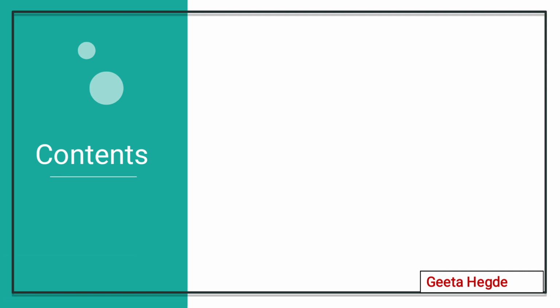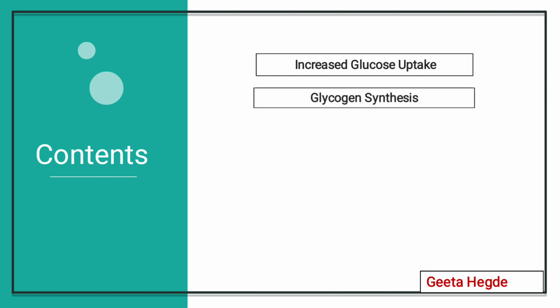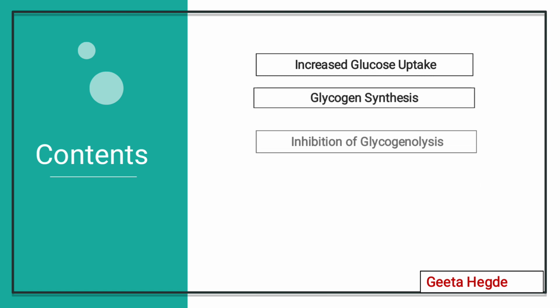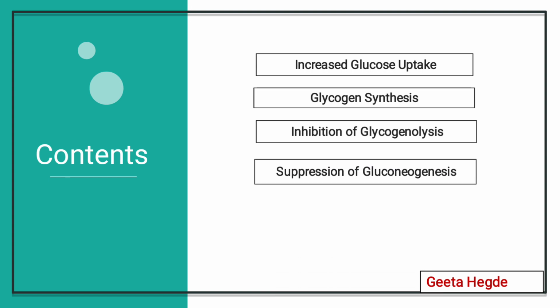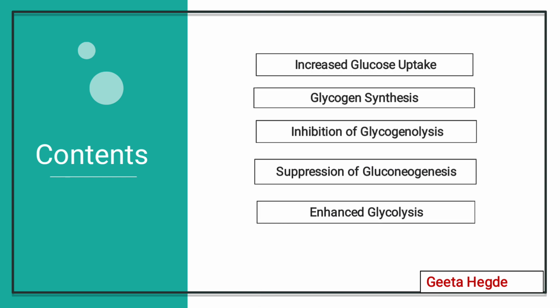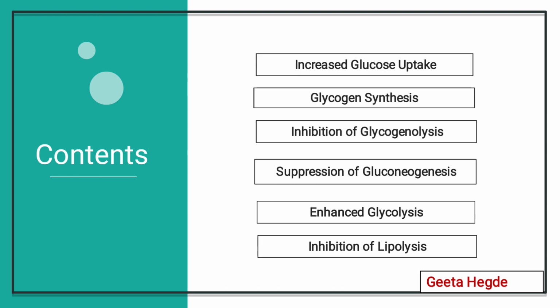Insulin is a crucial hormone in regulating carbohydrate metabolism with several key effects that help maintain blood glucose levels within the normal range. The primary metabolic effects of insulin on carbohydrate metabolism are increased glucose uptake, promotion of glycogen synthesis, inhibition of glycogenolysis, suppression of gluconeogenesis, enhanced glycolysis, and lastly, inhibition of lipolysis.